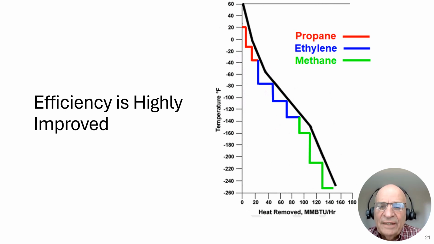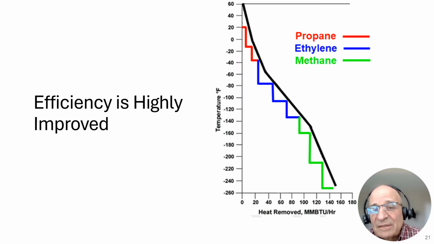What do we see different in this drawing as compared to the other drawing? Well, the space between the refrigeration line and the load line is much smaller. So this is a much more efficient process.